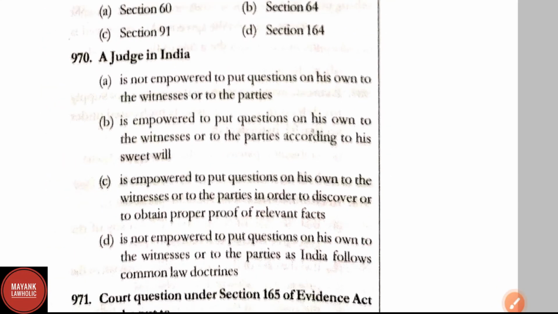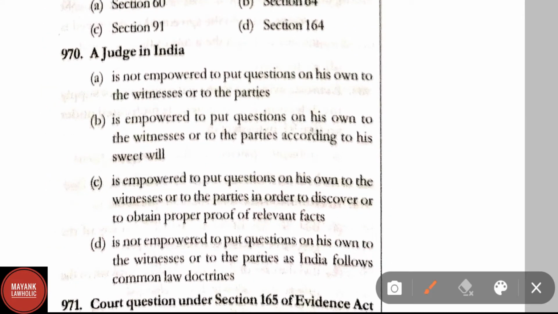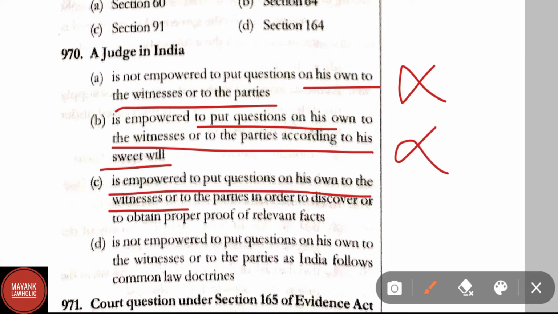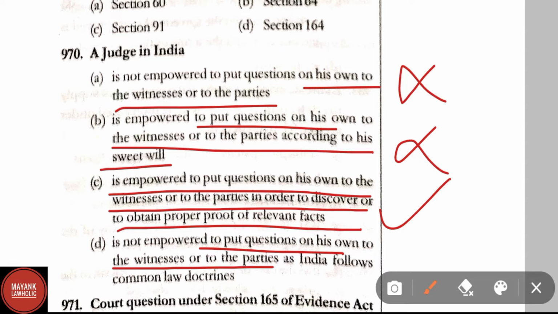Question number 970. A judge in India is not empowered to put questions on his own to the witness or to the parties; is empowered to put questions on his own to a witness or to the parties according to his sweet will; is empowered to put questions on his own to the witness or to the parties in order to discover or to obtain proper proof of relevant fact; is not empowered to put questions on his own to a witness. Here in question number 970, the correct answer is option C. A judge in India is empowered to put questions on his own to the witnesses or to the parties in order to discover or to obtain proper proof of relevant facts.